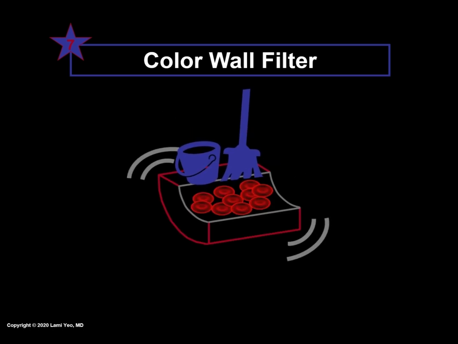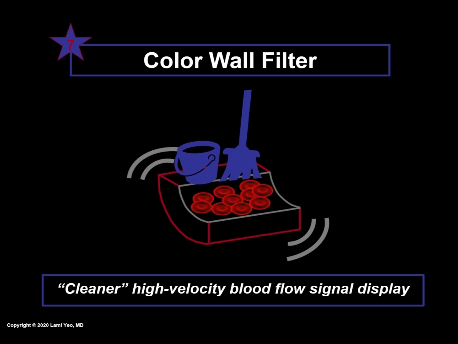Therefore, by adjusting the color wall filter, this can improve visualization of blood flow within the vessel by minimizing the contribution of wall movement to the Doppler signal. The result is a cleaner, high-velocity blood flow signal display.